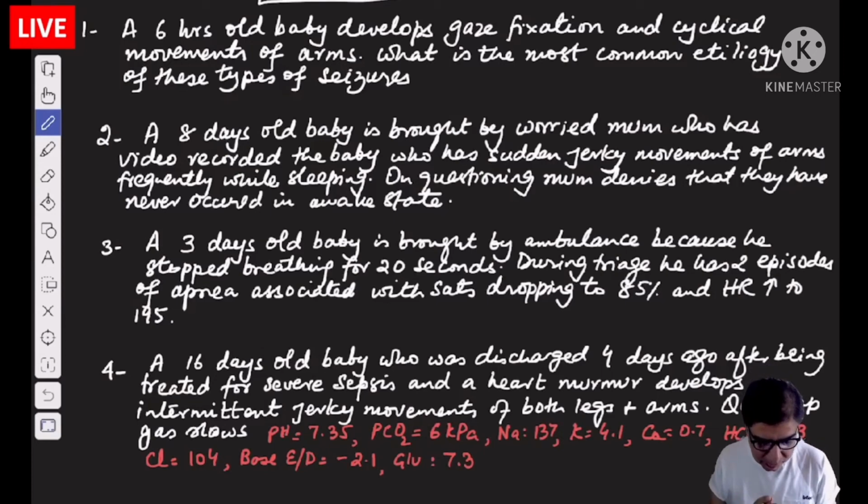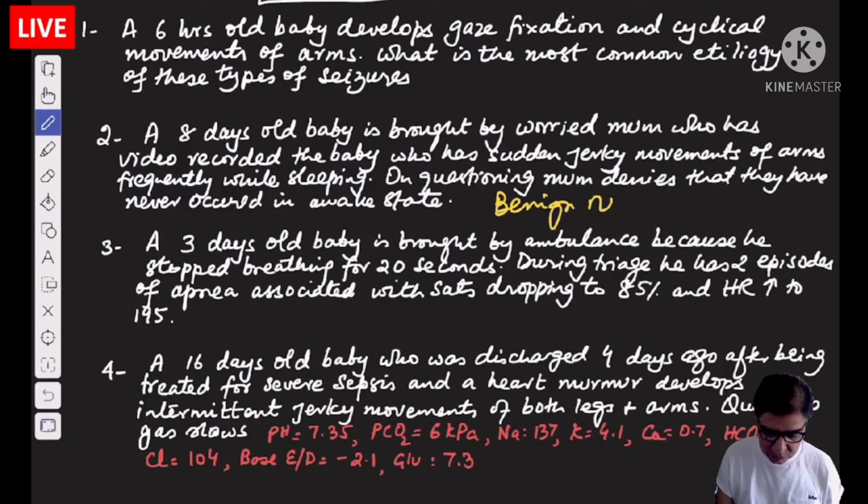Case number 2, an 8-day-old baby is brought by a worried mom who has video recorded the baby, who has sudden jerky movements of his arms, and these jerky movements occur quite frequently while sleeping. On questioning, the mom denies that these types of jerky movements ever occurred in the awake state. So what is the problem here? So this is actually benign neonatal sleep myoclonus.